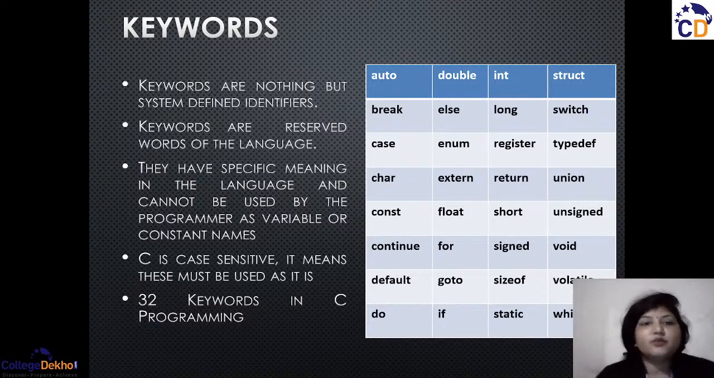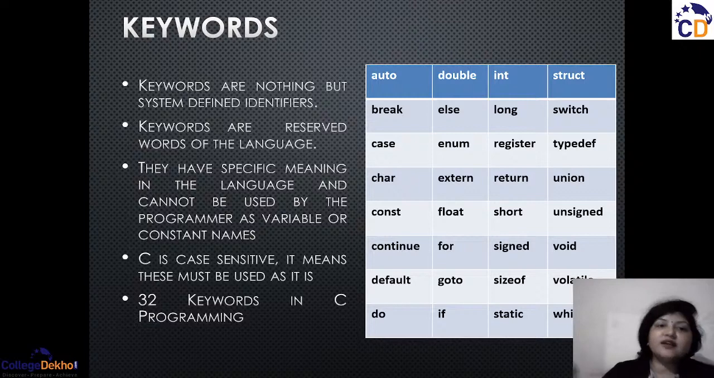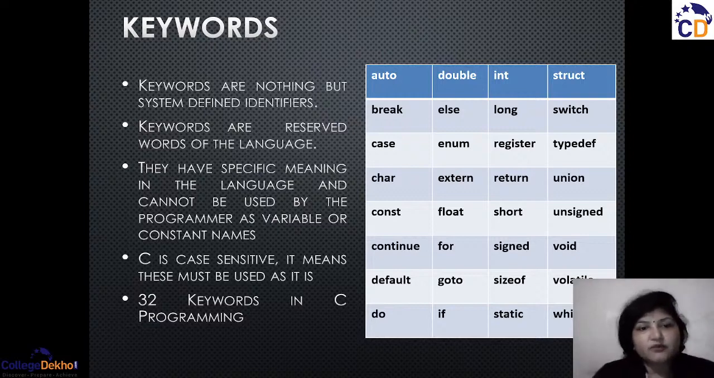Right. Now suppose I am talking about keywords. Keywords are reserved words of the language. They are also called the reserved words of the language. We cannot use them as user defined identifiers. They are keywords, they are reserved words, and they are system defined identifiers. They have specific meaning in the language and cannot be used by the programmer as a variable or constant.